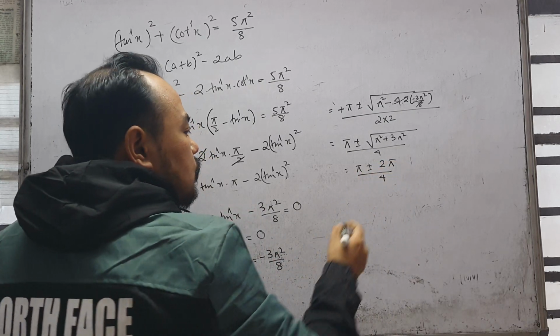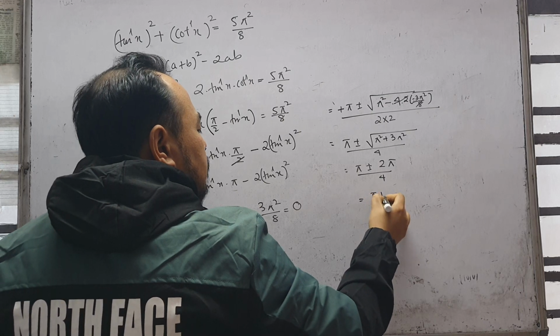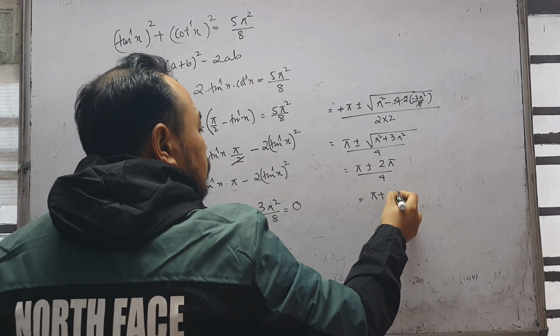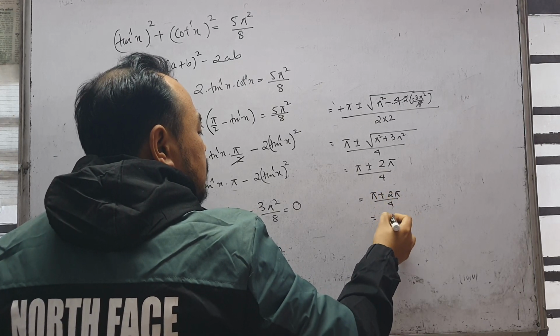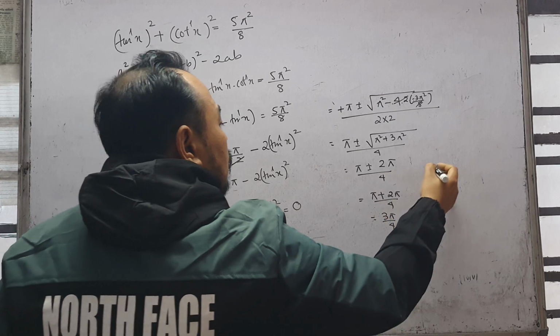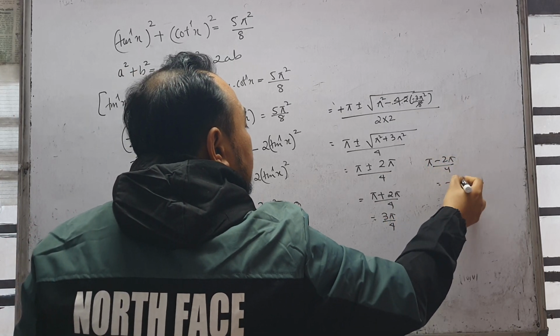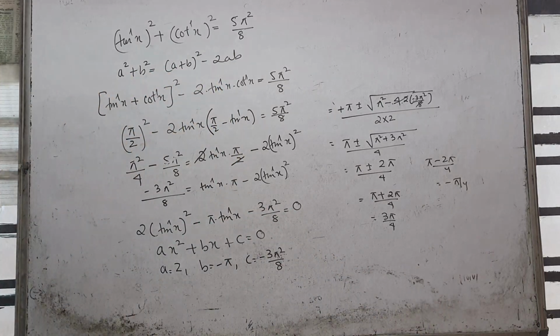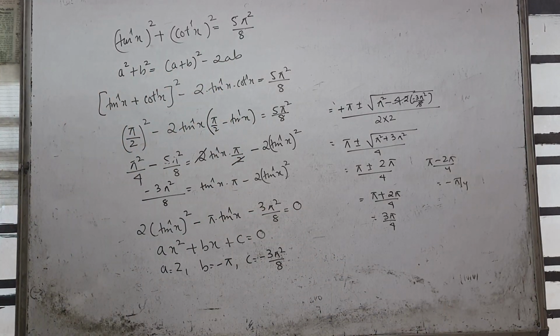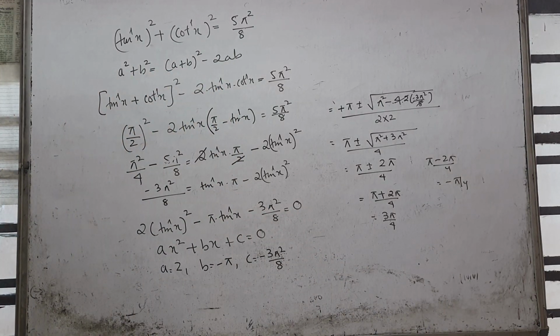Is it clear? So when you take positive, what do you get? Pi plus 2 pi by 4, that is equal to 3 pi by 4. Or pi minus 2 pi by 4, that is equal to minus pi by 4. Is it clear, everyone? So the answer will be 3 pi by 4 or minus pi by 4. This one was a bit difficult. Is it clear?